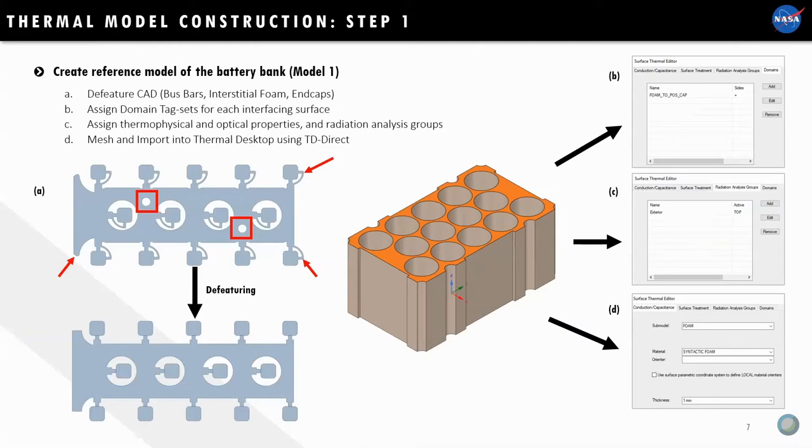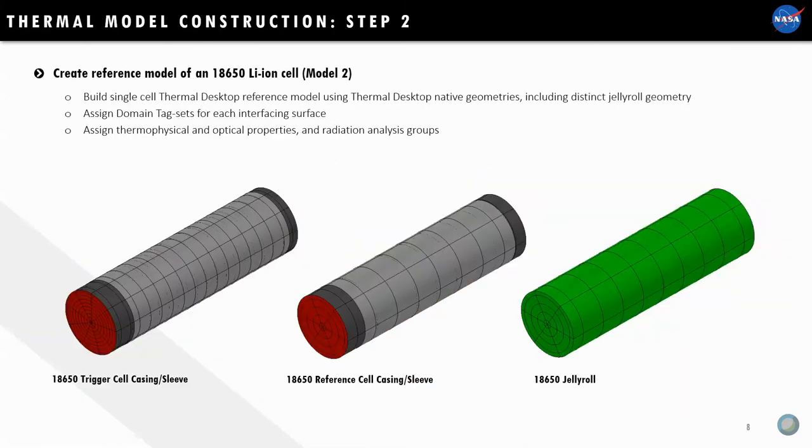And then for B, C, and D in the middle here, this is an example of the interstitial foam. We just assigned domain tag sets for interfacing surfaces, such as the foam to the end cap of our reference bank, which you'll see later, and then thermophysical properties and optical properties. And repeated this process for all the components of the reference bank.